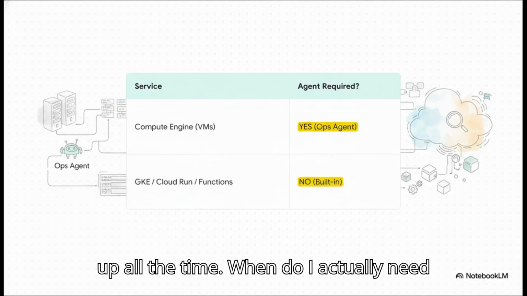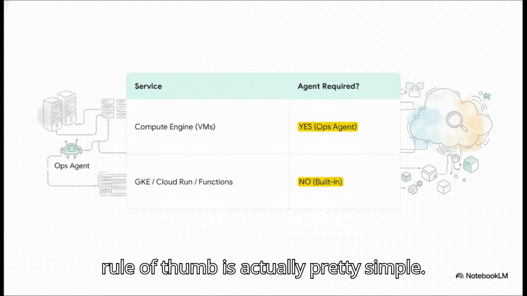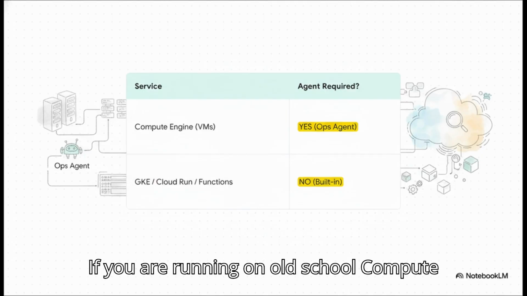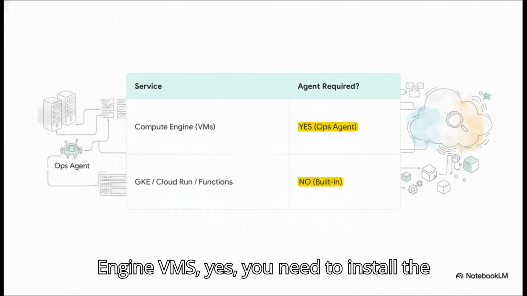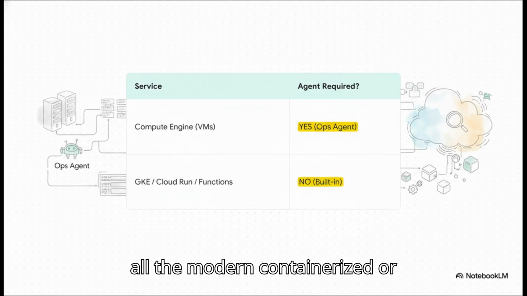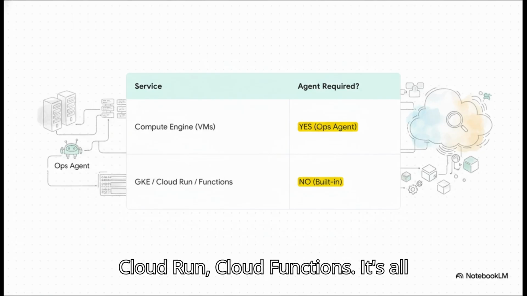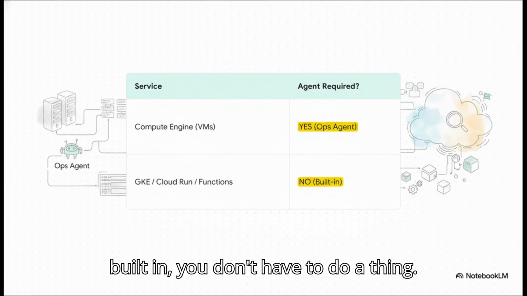Here's another question that trips people up all the time. When do I actually need to install a monitoring agent? Well, the rule of thumb is actually pretty simple. If you are running on old-school Compute Engine VMs, yes, you need to install the Ops Agent yourself. But for pretty much all the modern, containerized, or serverless platforms, we're talking GKE, Cloud Run, Cloud Functions, it's all built in. You don't have to do a thing.